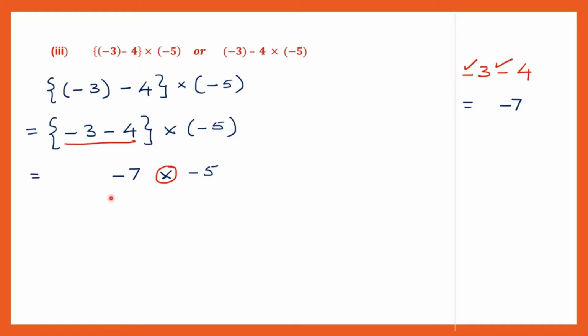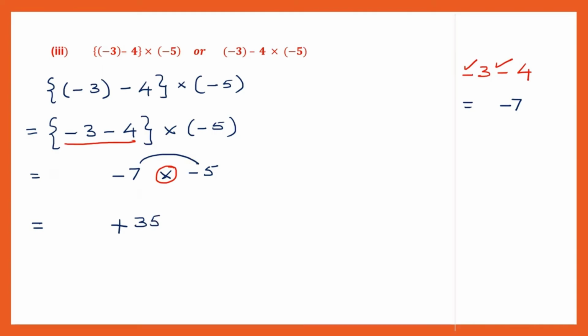So here let's look for the negative signs. So 1, 2. There are two negative signs and 2 is an even number. That means our product, that means our answer will be positive. So plus, and now I multiply the numbers. 7 5s are 35. So plus 35.